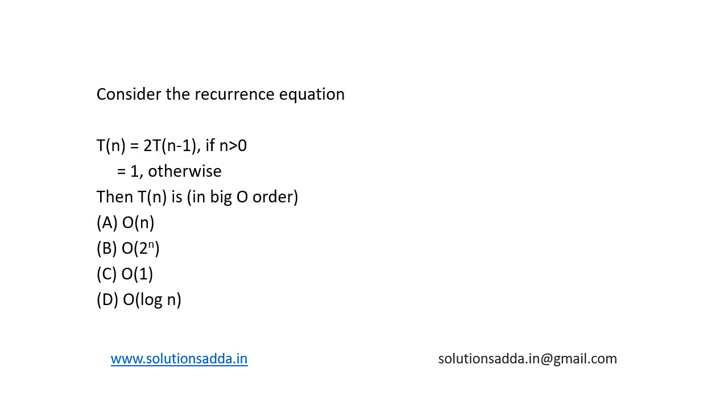This is a question from algorithms. We are given a recurrence relation T of n is equal to 2T of n minus 1 if n is greater than 0, or it is equal to 1 otherwise. Then T of n is in order of what? And four options are given. Let's solve this recurrence relation.